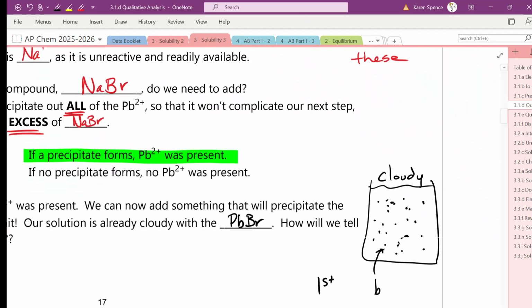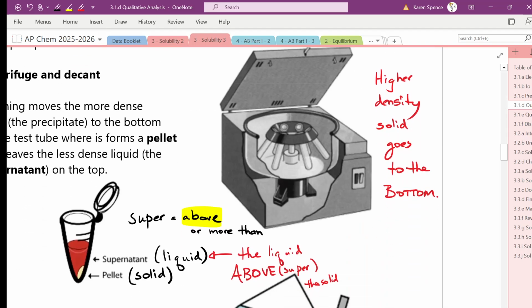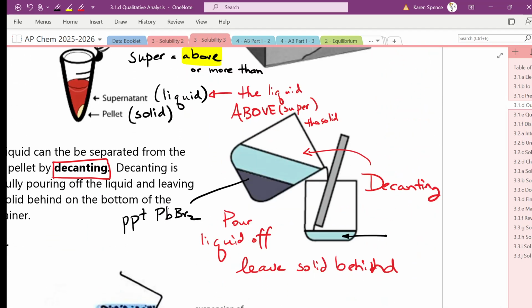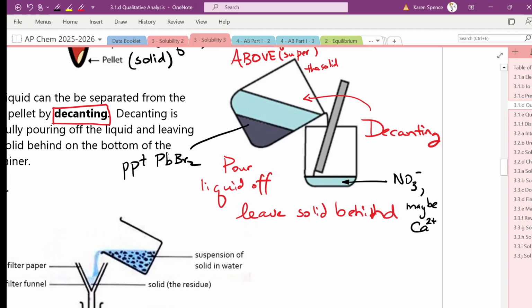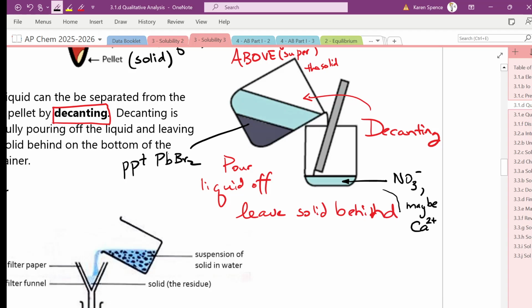So let's go. You're not going to have to say what's in here, but just for your own understanding, in here there's going to be nitrate. There may be calcium. We don't know yet. We're going to have to determine that. And all the lead should be gone because we added an excess of the sodium bromide.